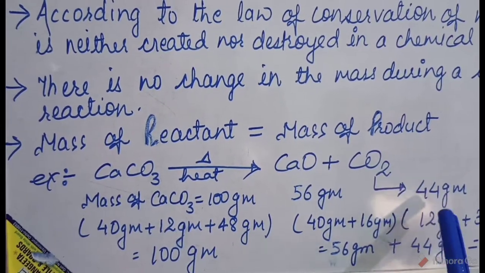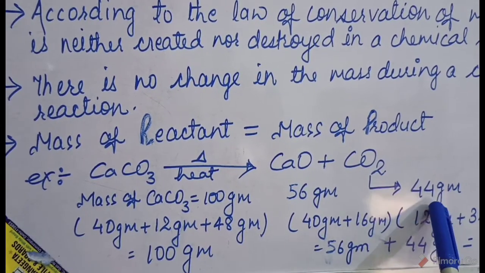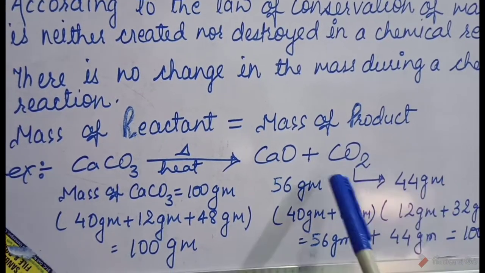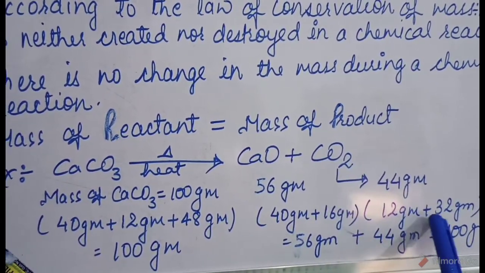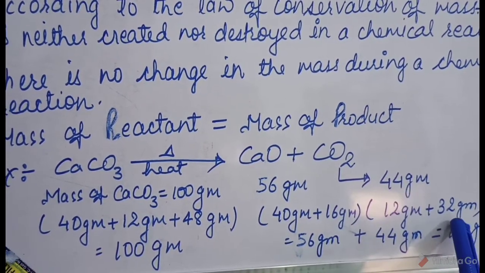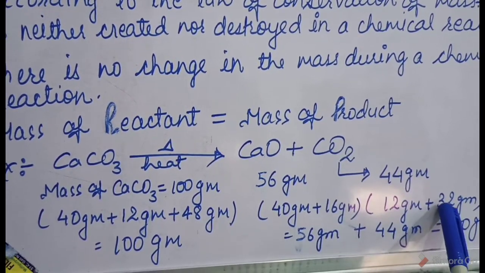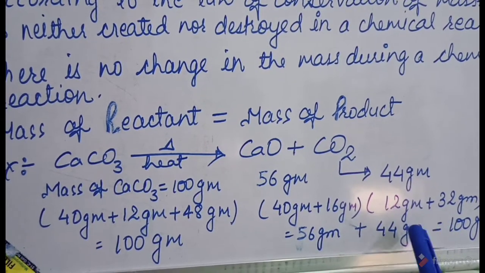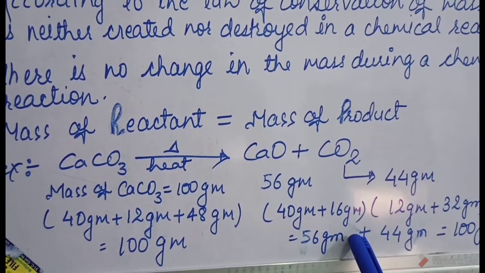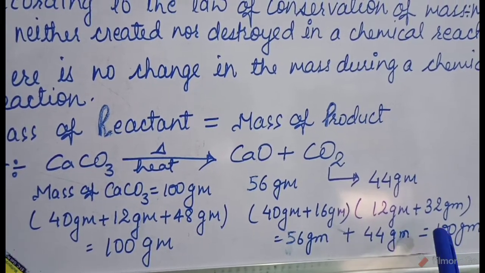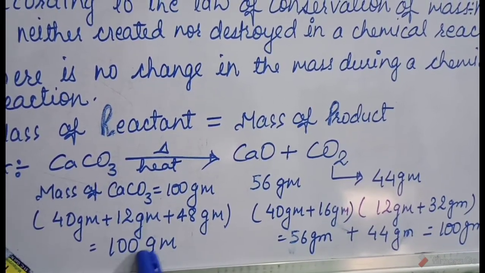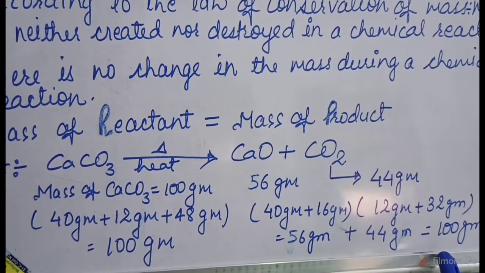And carbon dioxide, mass of carbon dioxide is 44 gram. Mass of carbon is equal to 12 gram and oxygen is equal to 32 gram. Means 16 into 2 is equal to 32 gram. 12 plus 32 is equal to 44. When we add it, then we get 56 plus 44 is equal to 100 gram. That means mass of reactant always equal to mass of product.